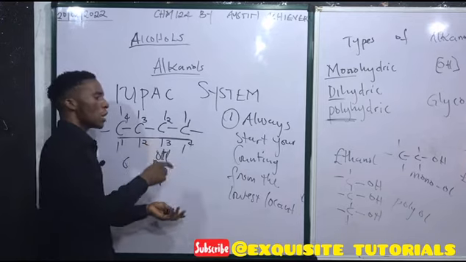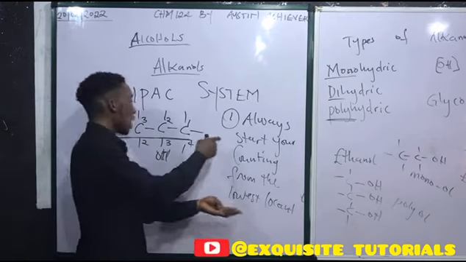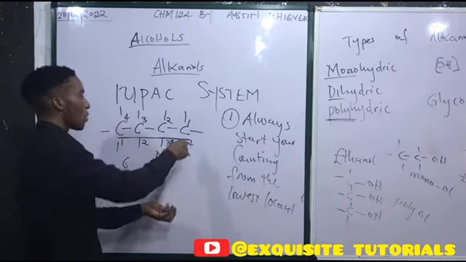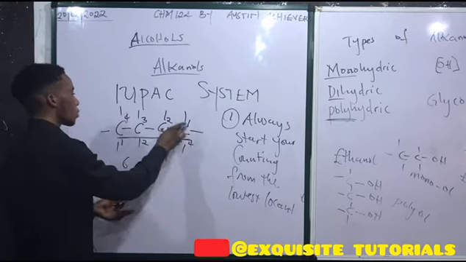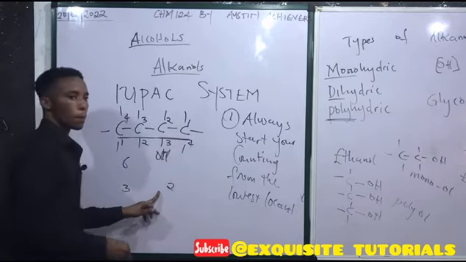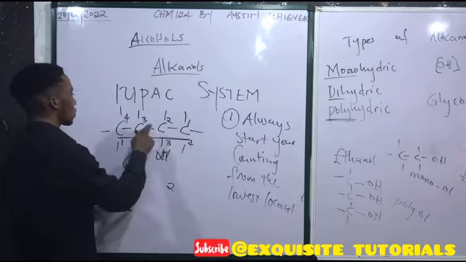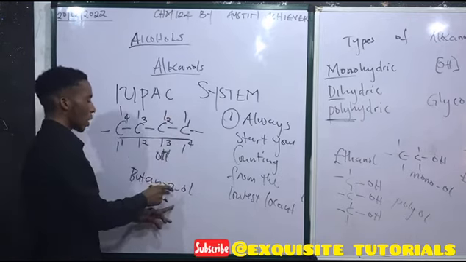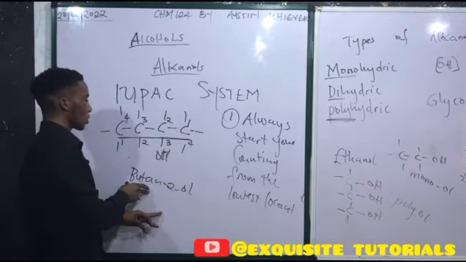Even if I did not remember this rule, I know that the functional group is closer to this side than to this side. So I will start counting from this side. 1, 2, 3, 4. This is butan. I will say it is butan-2-ol. The hydroxyl functional group is located on carbon 2. That is why I say 2-ol. Butan is 4 carbon atoms.